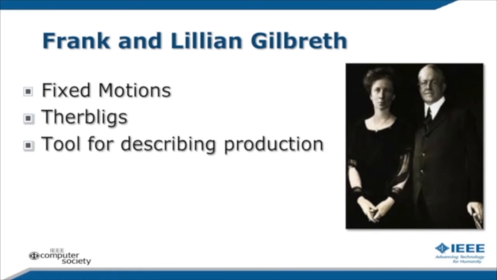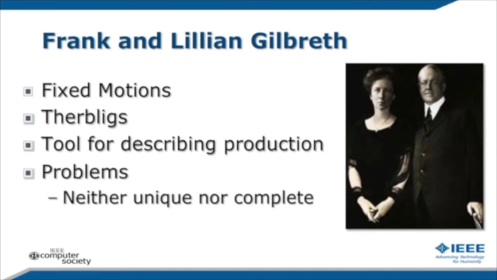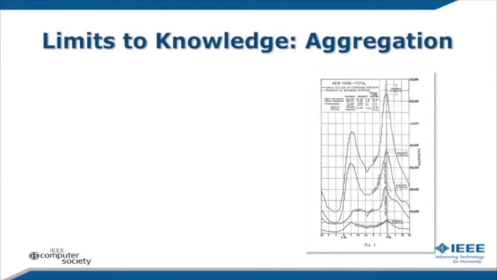They saw this as a tool for describing production. But with this language, or means of describing production, they found some basic problems. It was not a unique language, nor was it complete. Certain motions could be described many ways, and some could not be described at all. In fact, other individuals and engineers had begun to see some of the limitations of Taylor's techniques already.